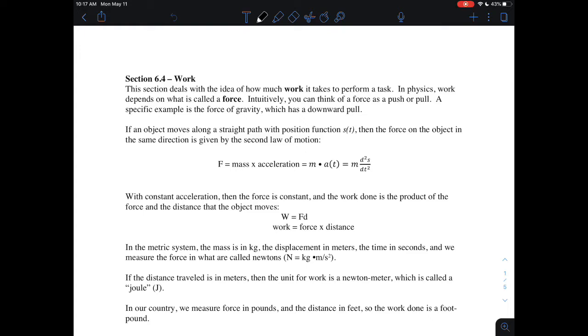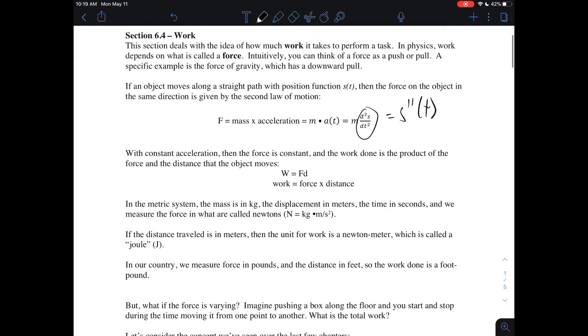If an object moves along a straight path with position function s of t, then the force on the object in the same direction is given by the second law of motion. F equals the mass times acceleration, which is equal to the mass of the object times the acceleration. And just remember that acceleration is the same thing as the second derivative of the position function. With constant acceleration, the force is constant, and the work done is the product of the force and the distance that the object moves.